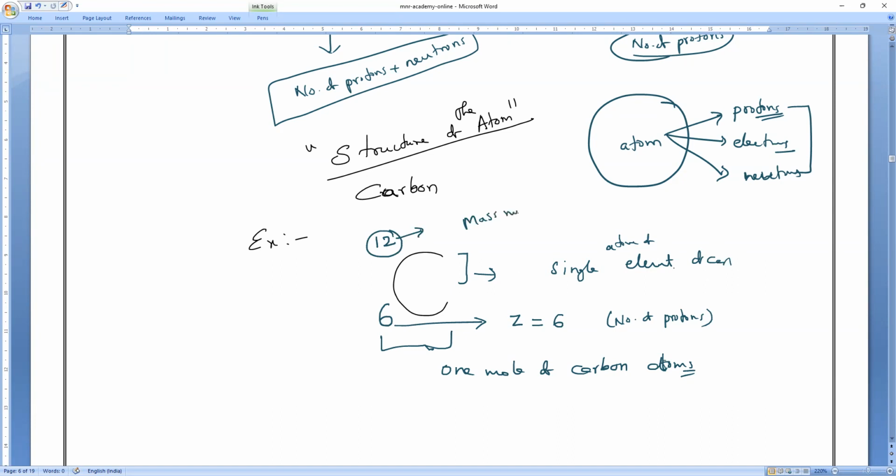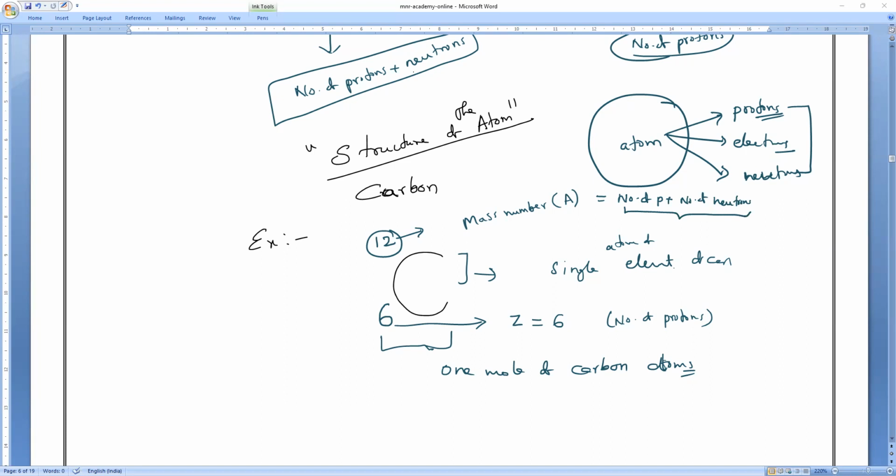What is the symbol of mass number? The symbol is A. A equals 12. 12 means the number of protons plus the number of neutrons together. That is the significance of the symbol. The symbol gives us the majority of the information about an atom. Do you understand, everybody? Clear?